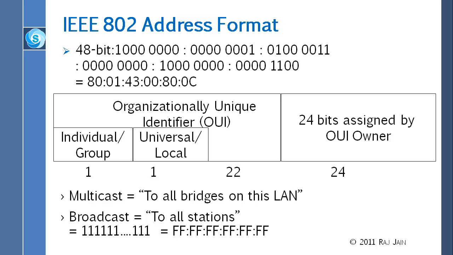And so the idea is you get 22 bits. The first 2 bits are fixed. The first 2 bits indicate individual or group. Individual means this is for one computer. Group is a multicast address. Universal or local: universal means it is unique in the world. Local means it doesn't have that meaning, and then none of these bits have any meaning. And then 24 bits you assign by the OUI. These 22 bits are called the organizationally unique identifier. This is the company name.